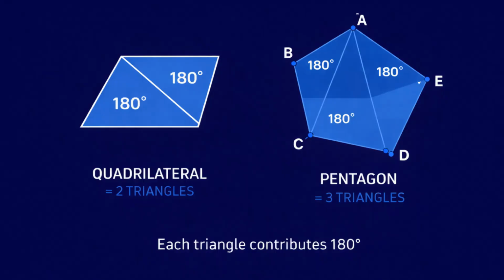This works because polygons can be split into triangles. A quadrilateral splits into 2 triangles. A pentagon splits into 3 triangles. Each triangle contributes 180 degrees.